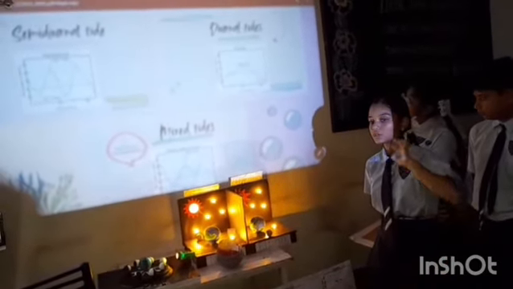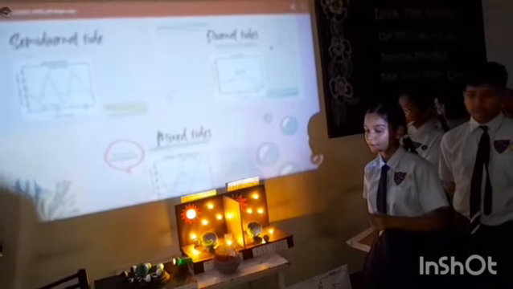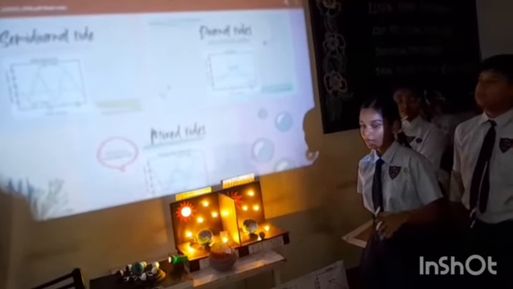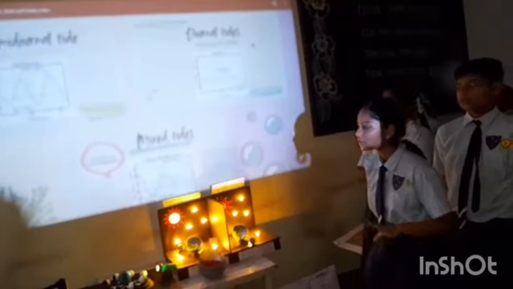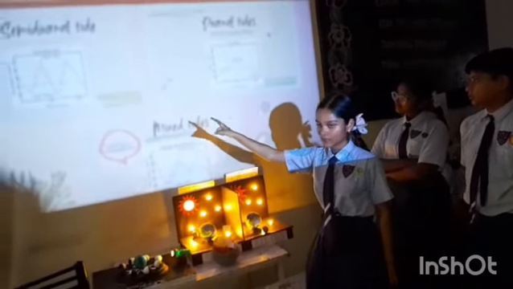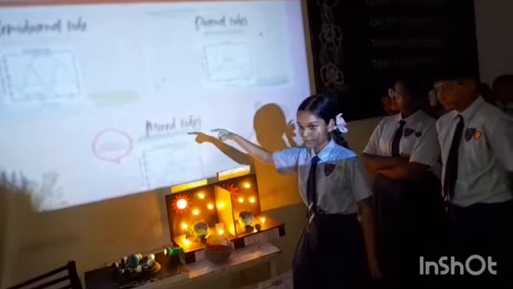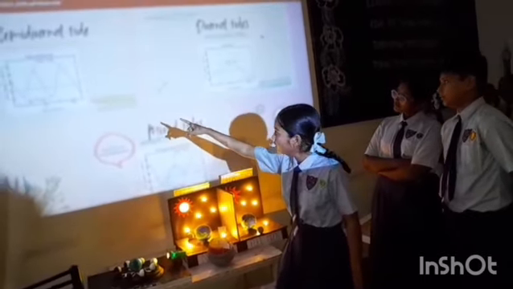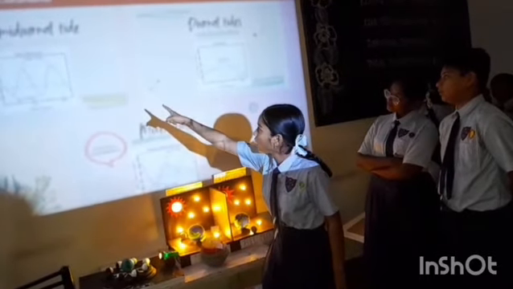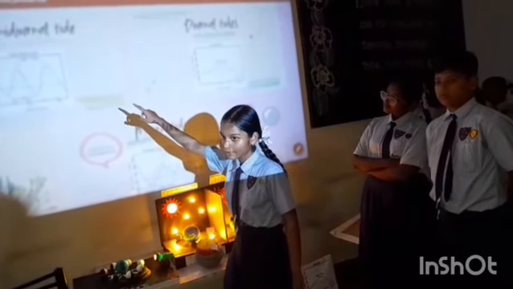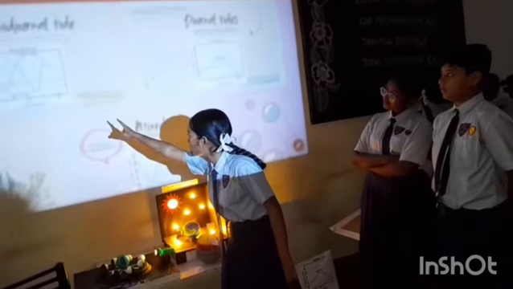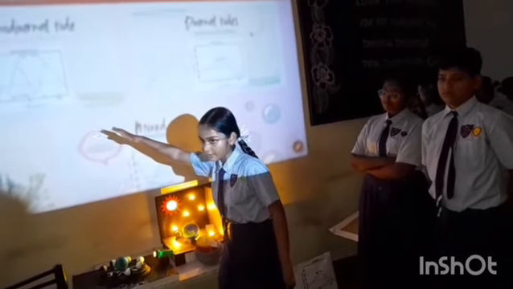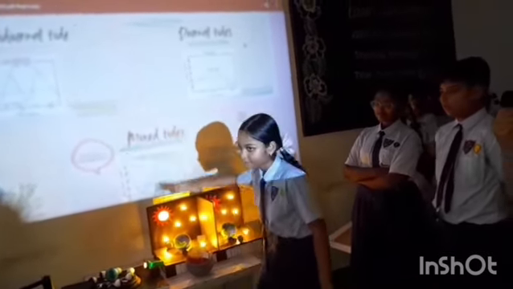Semidiurnal tide is the most common pattern, having two high tides and two low tides each day, of the same heights. Here you can see a graph showing the semidiurnal tide. This blue line shows the tide. The two upper peaks are the high tides, which are the same height, and the lower ones are the low tides, which are also the same.